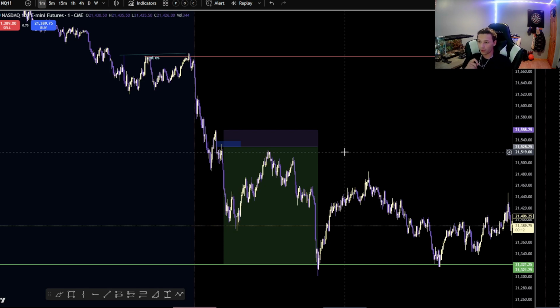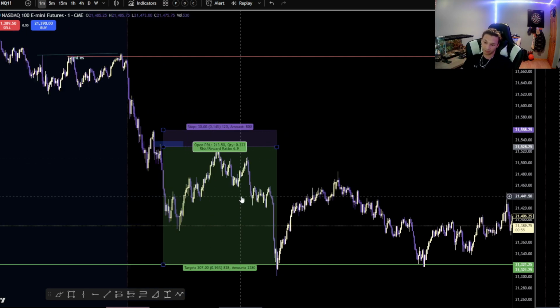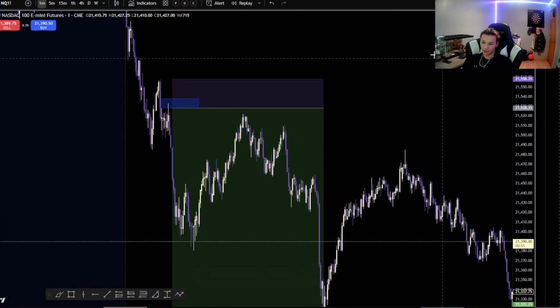If you know where liquidity is, you know where the market wants to draw to, you can trade at any time of the day, any duration of time. You could have trades that last a minute, trades that last an hour. Once you determine where the market wants to go, you can trade. And that's really all this is.